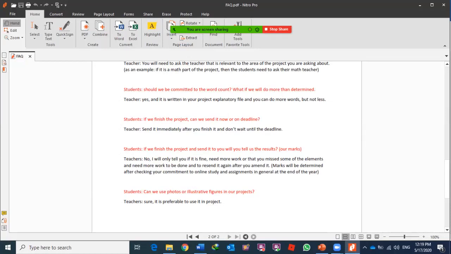Can we use a photo or illustrated figure in the research?